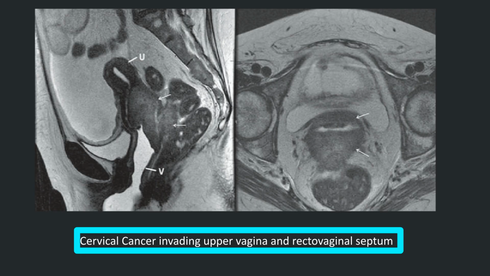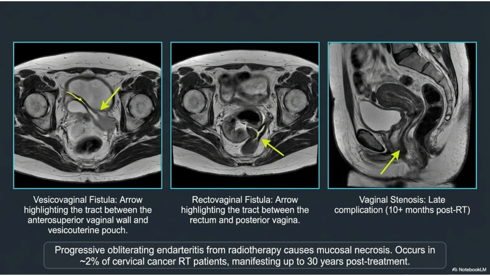These images show cervical cancer invading the upper vagina and rectovaginal septum. The arrows highlight the extent of the tumor invasion. We observe examples of vesicovaginal and rectovaginal fistulas, as well as vaginal stenosis. Vaginal stenosis is a late complication of radiotherapy, caused by progressive, obliterating endarteritis.